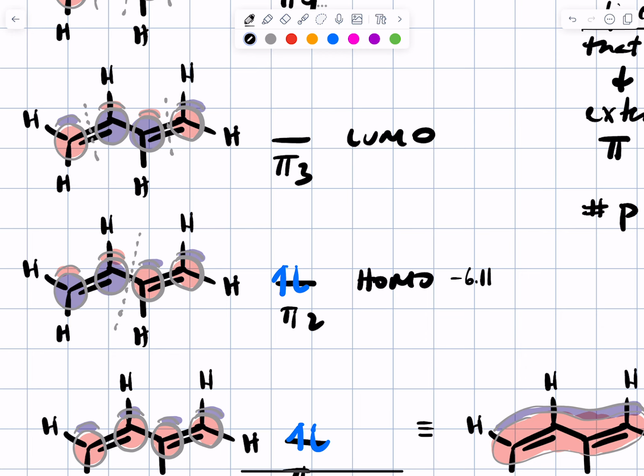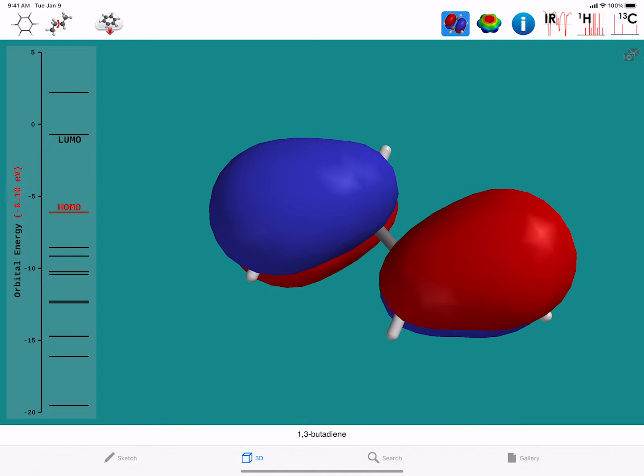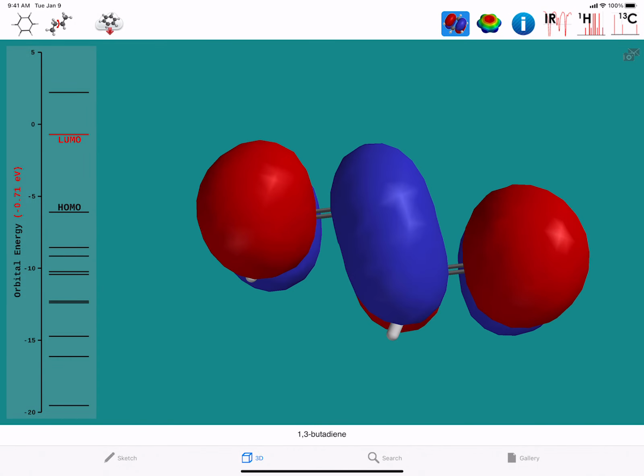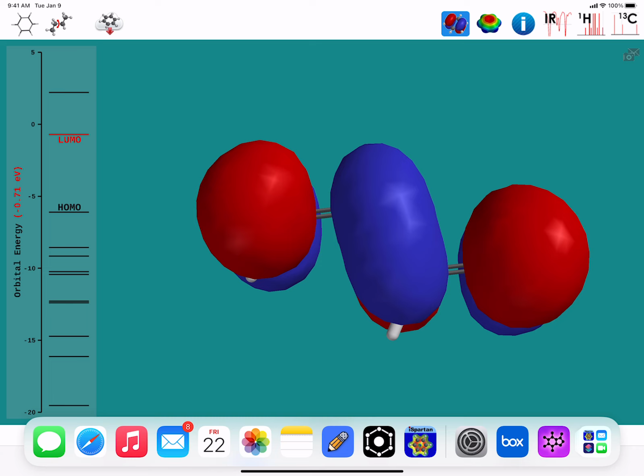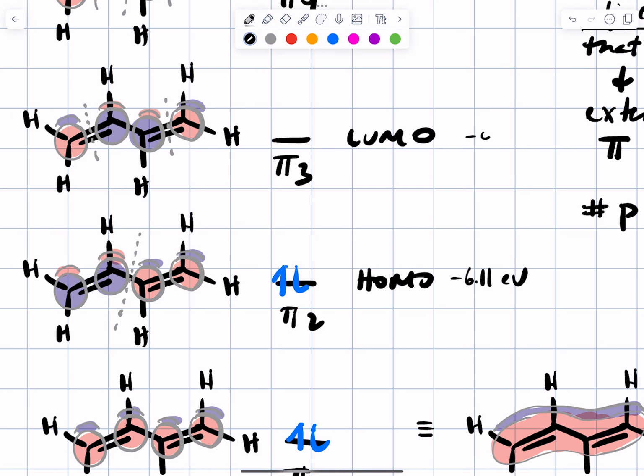Minus 6.11 electron volts, and then let's check the LUMO. Hopefully this will be worth it. Minus 0.71. So the gap between HOMO and LUMO here is, I'm actually going to get out my calculator unless some of you can do it in your head faster. I hate arithmetic. Thank you. Plus 5 point something. 4? Yes, thank you.